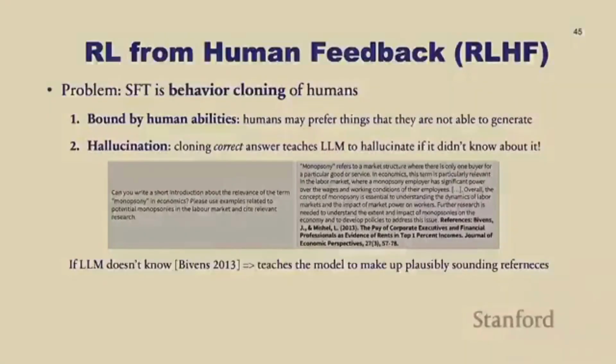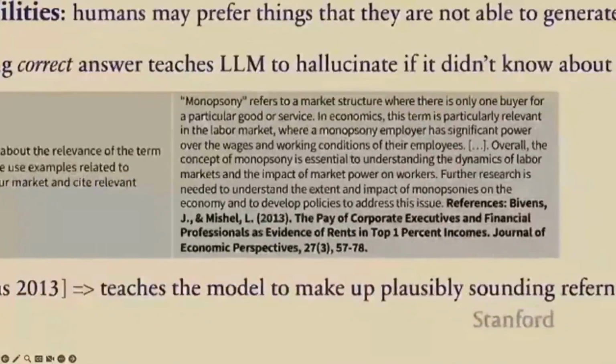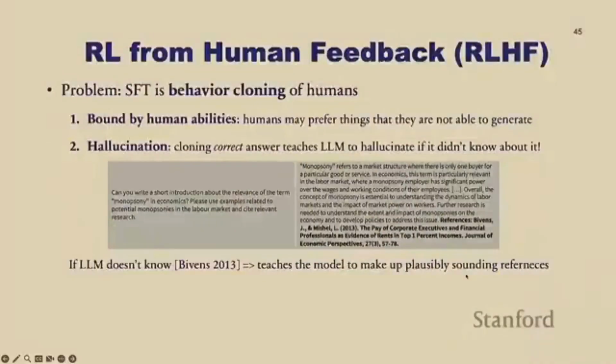Just to give you a very concrete example, if we go back to this monopsony example, can you write blah, blah, blah about monopsony? Imagine that the human wrote a reference to a book. That book might exist, and that might be a correct reference. But what if the LLM never saw this reference during pre-training? Then it doesn't know that it's a correct reference. So really what you tell the model is to make up some plausible-sounding reference rather than tell the real reference that it saw during pre-training. So hallucination might be caused by this SFT. That's problem number 2. Does that all make sense?